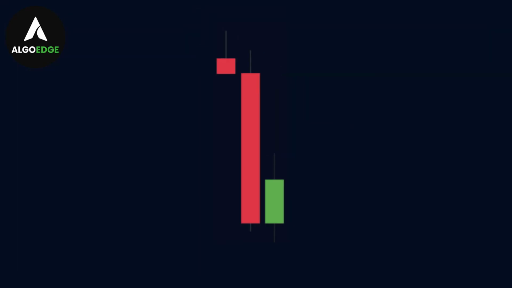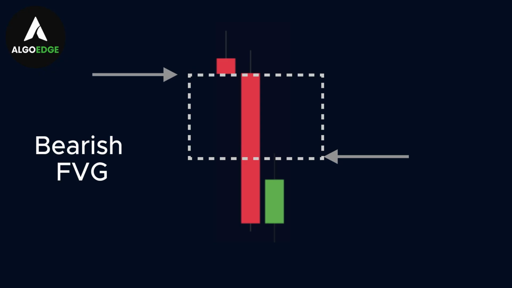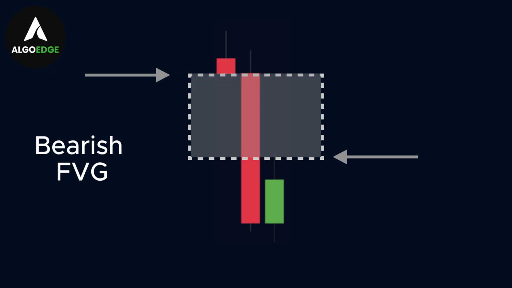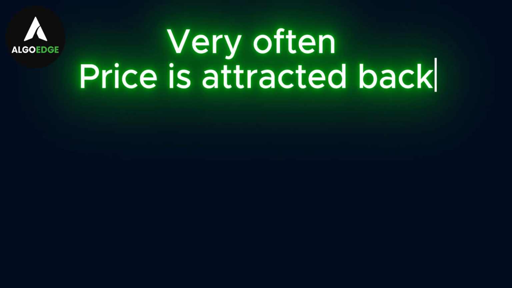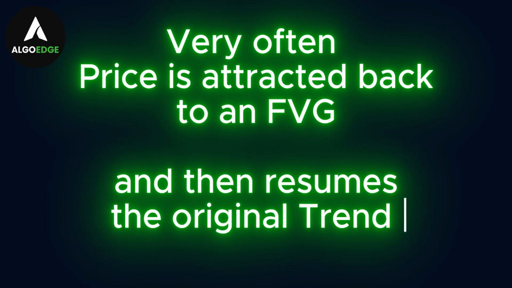Before we move on, let's take a look at a bearish FVG as well. A bearish fair value gap works exactly the same way, but in the opposite direction. Instead of a large bullish candle, we look for a strong bearish impulse. If the low of the first candle doesn't overlap with the high of the third candle, we have a bearish fair value gap. We draw the zone between those two prices, and when price later rallies back into it, the area may act as resistance and provide a potential selling opportunity. As I said, very often, price is attracted back to an FVG, reacts inside the zone, and then resumes the original trend. Let's look at some examples.